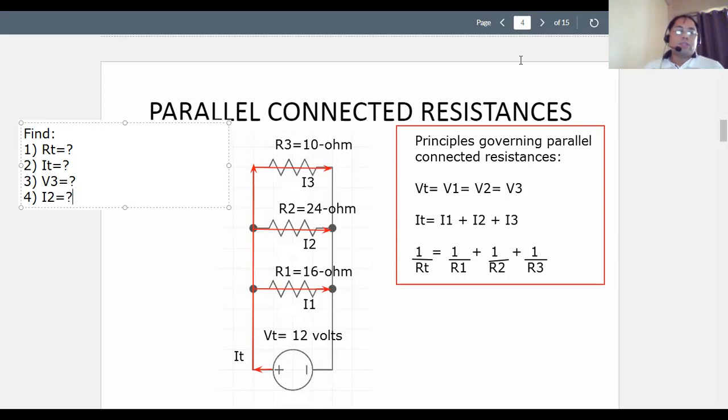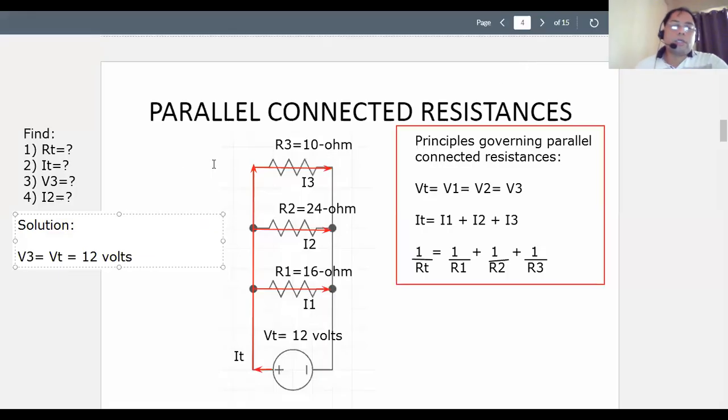So let's try and answer number 3 and number 4 first, so we could find that value. Beginning with V3: we know V3, since the resistors here are attached in parallel, that if we know the supply voltage to be 12 volts, and since R3 is in parallel to the battery, then V3, which is the voltage of resistor 3, is equal to 12 volts as well. So we don't need to calculate that even.